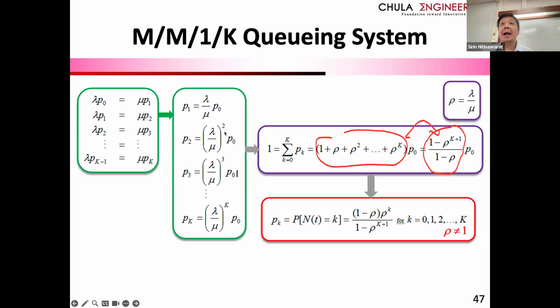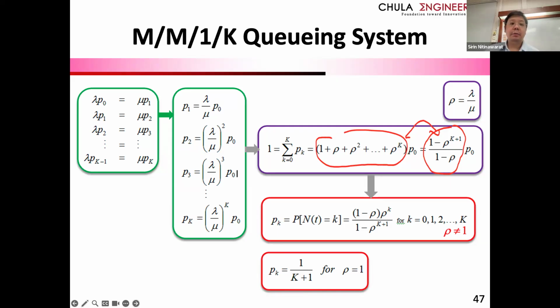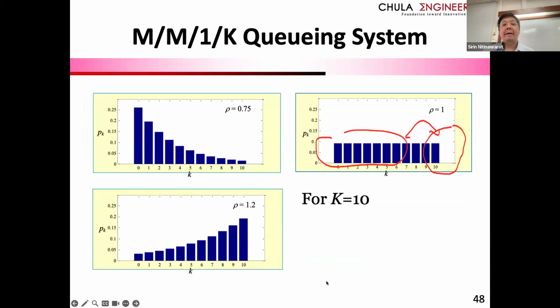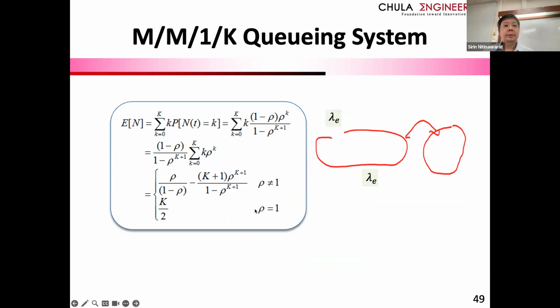In particular, when rho is 1, lambda is equal to mu, all the P's are the same. So you see when rho is equal to 1, all the P's are equal, and because there are K plus 1 states, each P is just 1 over K plus 1. You can derive all these stationary probabilities. For rho less than 1, it will be decreasing. For rho larger than 1, it will be increasing.